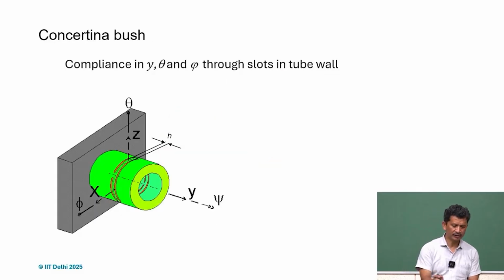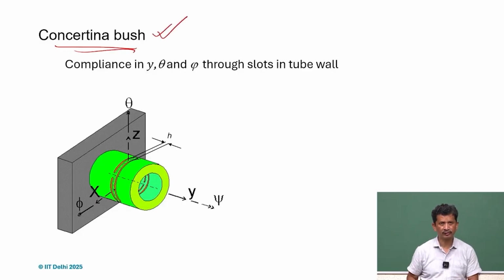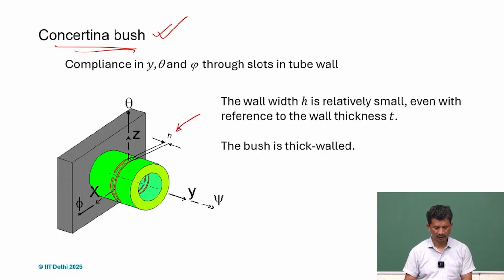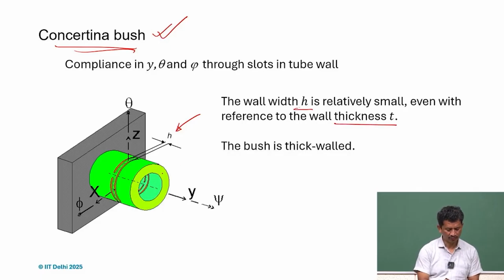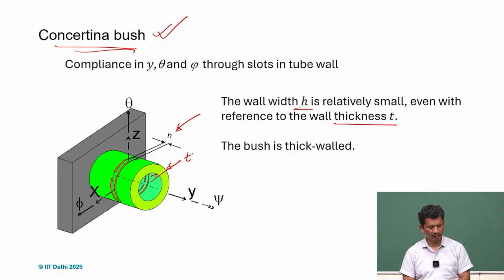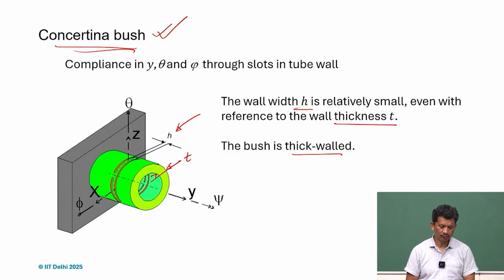One application of this kind of tube flexure is the concertina bush, and what we see here is that this h is very small, even compared with this T. So T is quite large with respect to h. So it's a thick wall, and we can call this bush a thick wall bush.